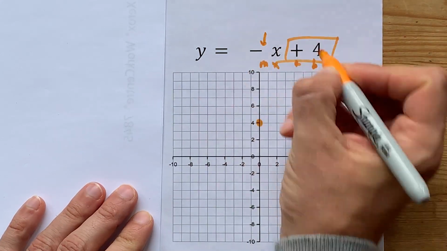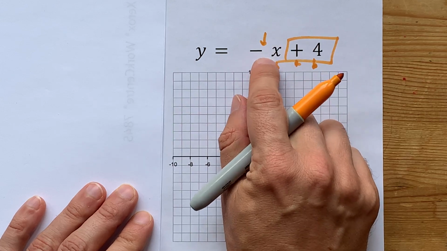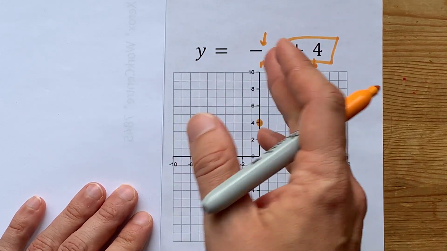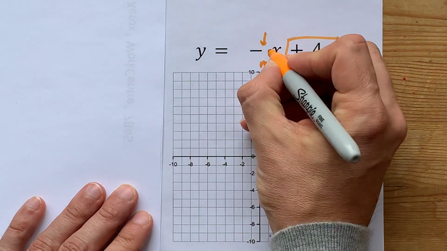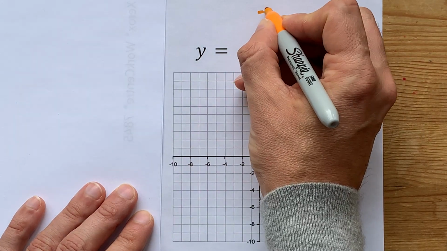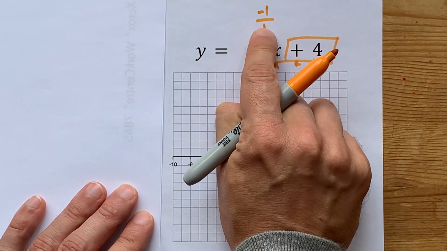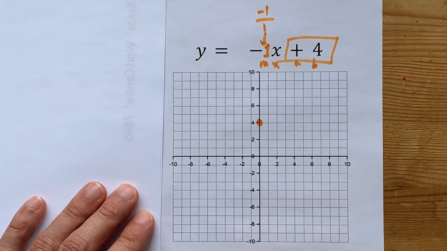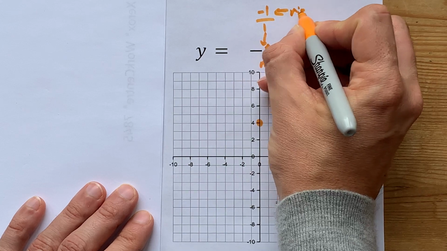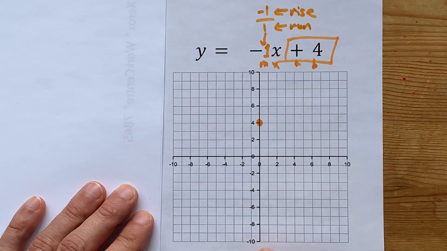Now, this is the slope. There's no number written there, but when you're multiplying by 1, we don't usually write that as a coefficient. So this is actually a slope of negative 1. And to write that as a fraction, we do negative 1 over 1, because dividing by 1 doesn't change the identity of that whole number. What that actually means is that your rise is negative 1, and your run is positive 1.